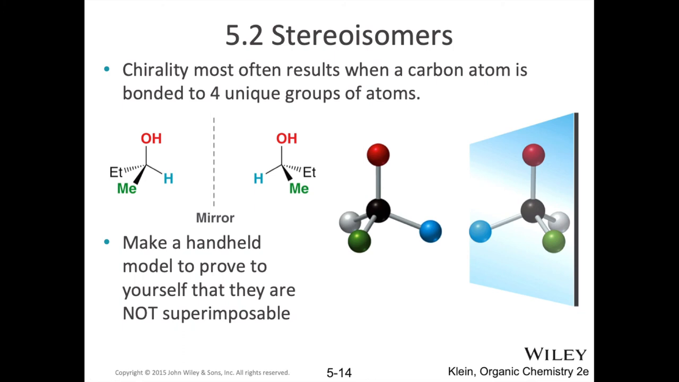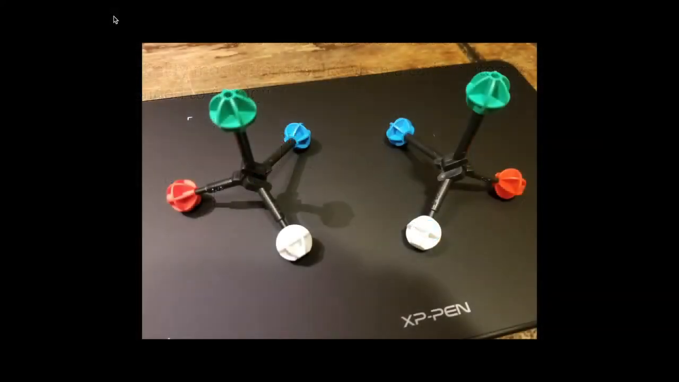you'll get two of the groups to line up. Two of the other groups will not. They'll be switched. I used 4 different colored atoms to reflect the 4 different groups attached to that central carbon. So here we have our central carbon, and I've used different colors to represent the 4 different groups. Now, these two molecules, as you can see, are mirror images of each other.